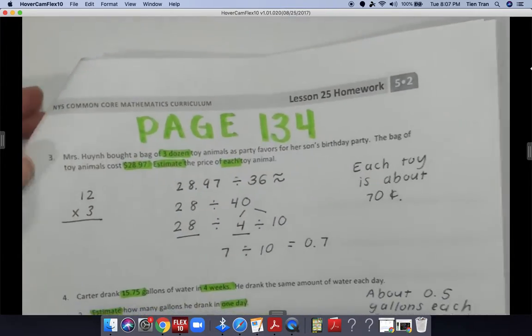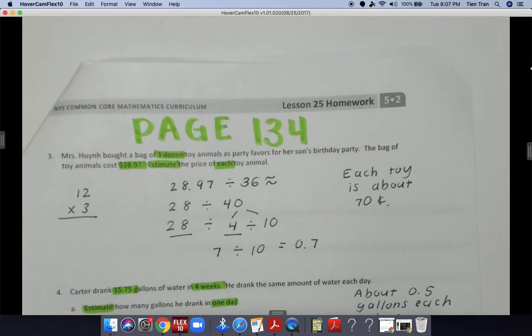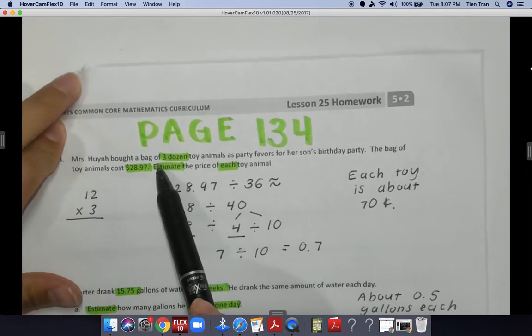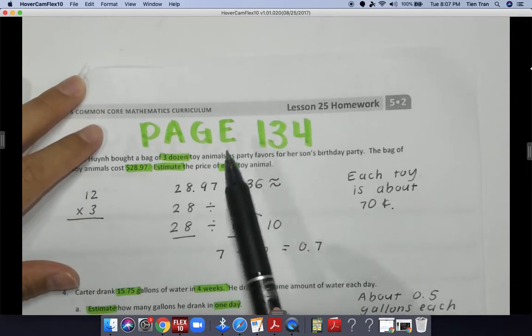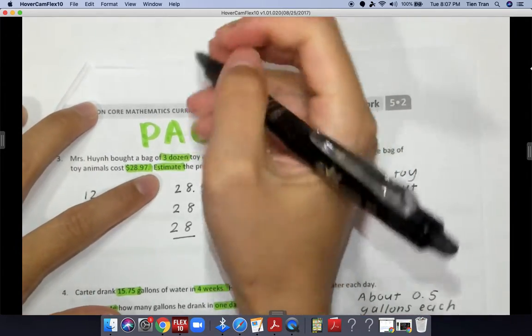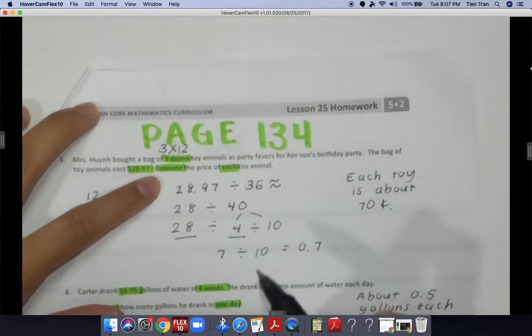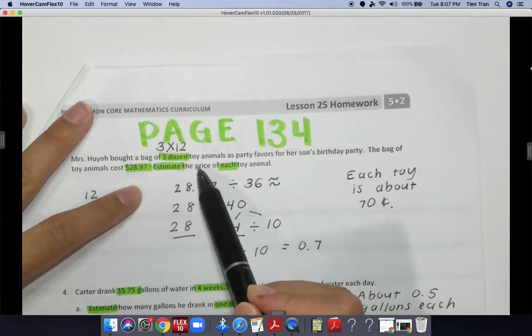We are on page 134. For the first problem right here, it says Mrs. Han bought a bag of 3 dozen toy animals. Now, the word dozen means 12. They're asking you to multiply 3 times 12. She bought 3 dozen toy animals.